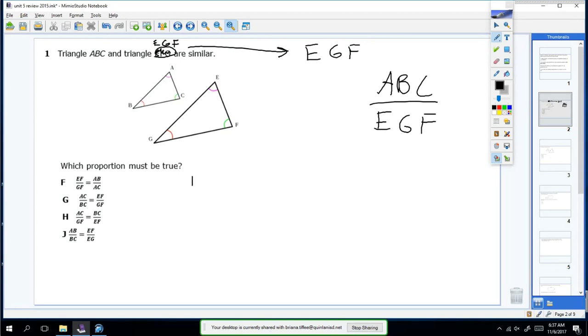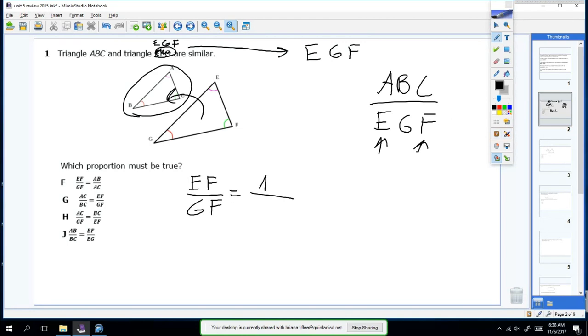So the very first one, they have EF. And instead of going from this triangle to this triangle, they chose another side from the EGF triangle. So they have EF over GF, which is perfectly fine. That means that this side has to be corresponding to this triangle. So EF is AC. Well, they say this is AB, so that's wrong. Okay, so let's try the next one.